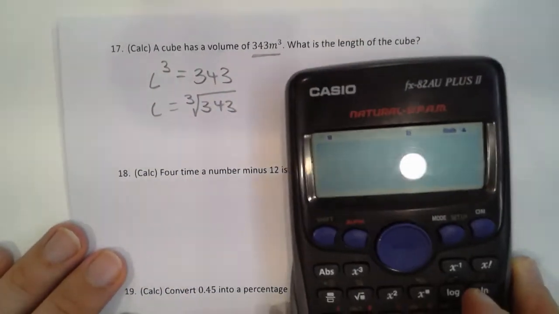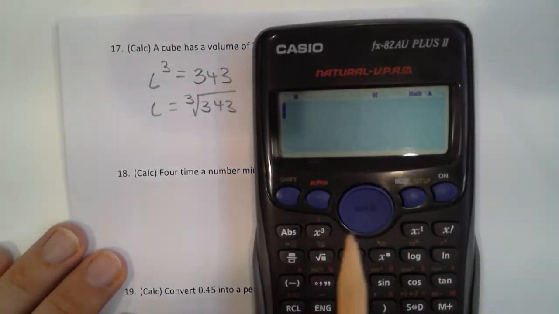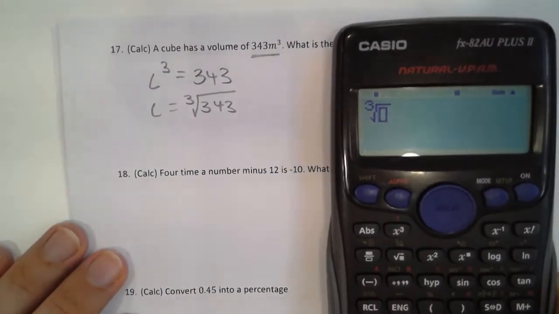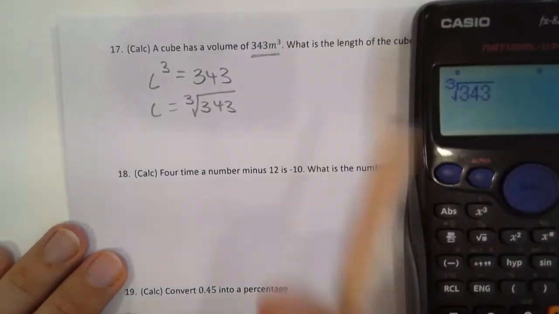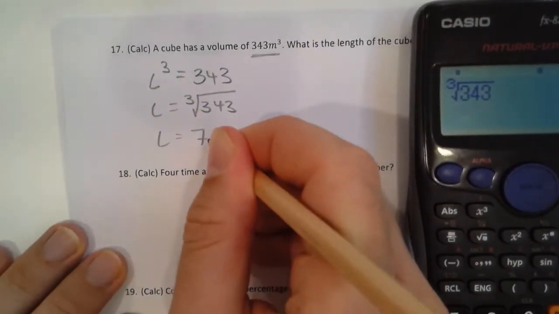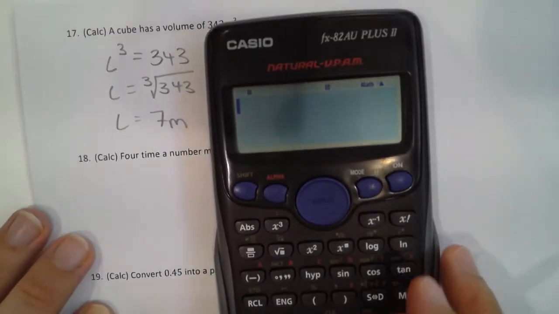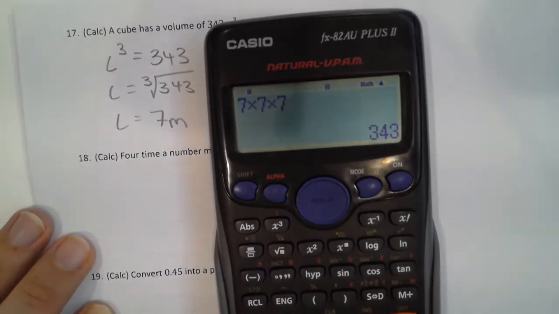So if I type that into my calculator, look, see it there in yellow? That's the cube root in yellow, so we use shift, and you'll see on the screen, I've got the cube root on my calculator. So I type in 343, cube root of 343 should be 7. Yes, it is. So the cube is 7 meters. If you wanted to double check, you could just type in 7 times 7 times 7, and you've got your answer. All right.